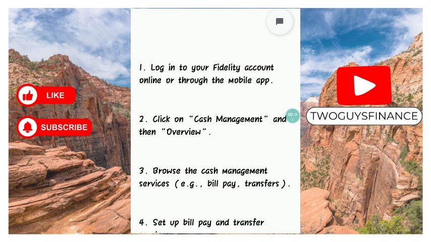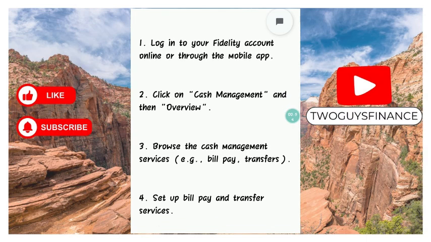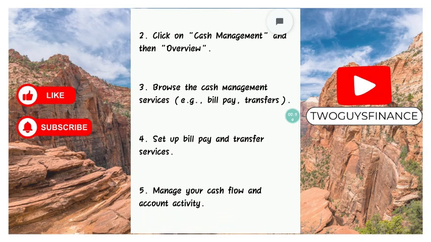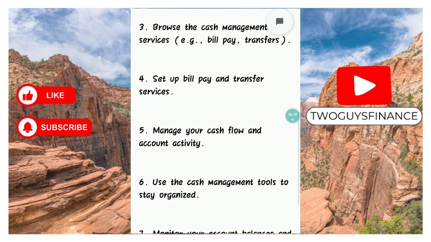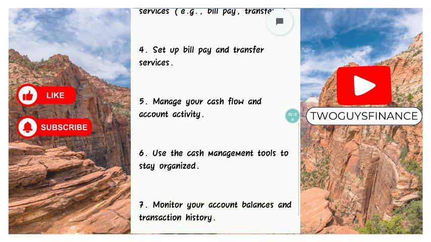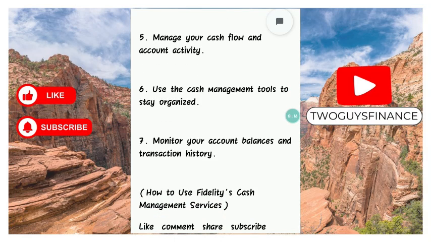You've got bill pay, transfers and whatnot. So just go ahead and set up bill pay and transfer services. And you can also manage your cash flow and account activities here on Fidelity. Likewise, you can use the cash management tools to stay organized, as well as to monitor your account balances and transaction history. So yeah, that's pretty much it on how to use Fidelity's cash management services.